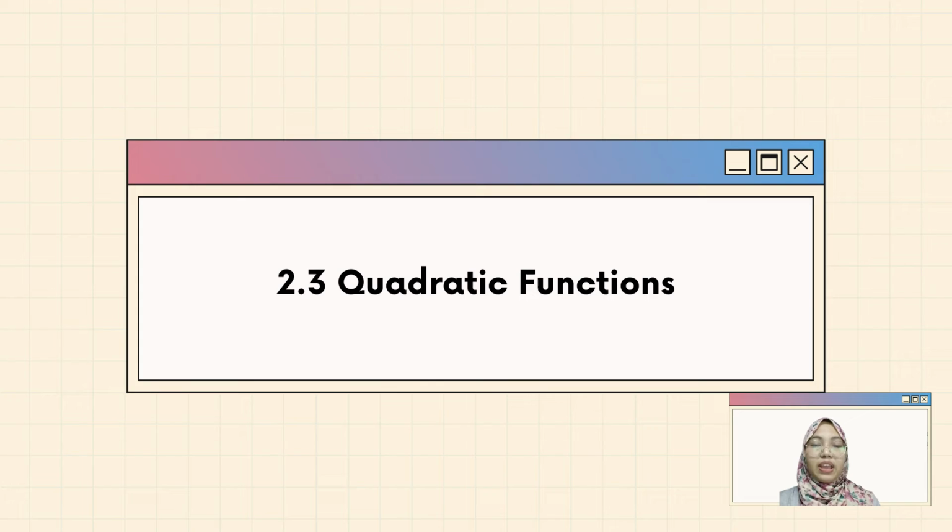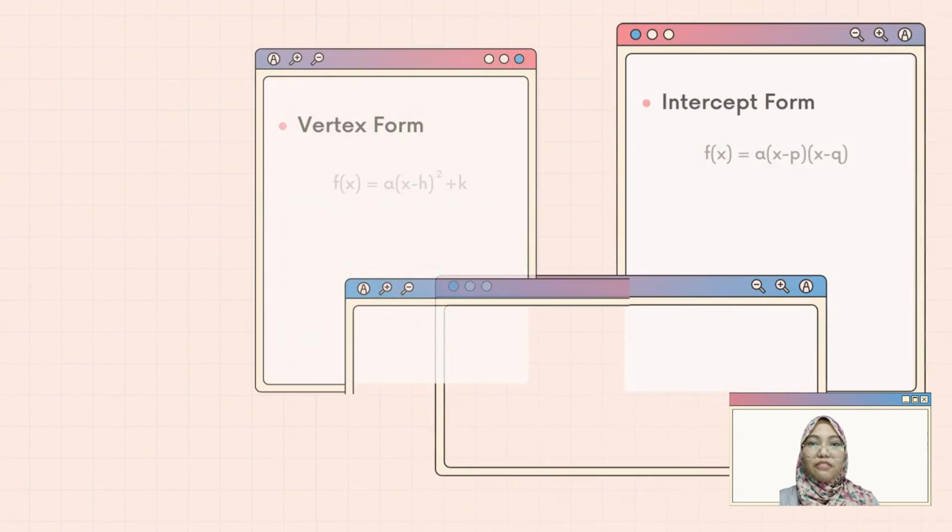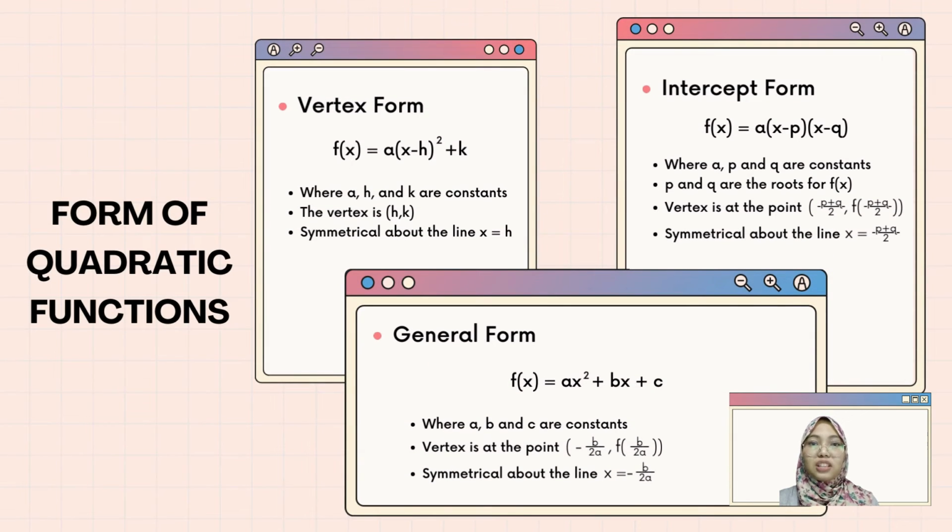Now, we have arrived at the third and last section of this chapter, which is quadratic function. In this subchapter, we will learn three things, which are the different forms of quadratic function, the shape of the graph, and how to sketch the graph. There are three different forms of quadratic function, which are the general form, the vertex form, and the intercept form.